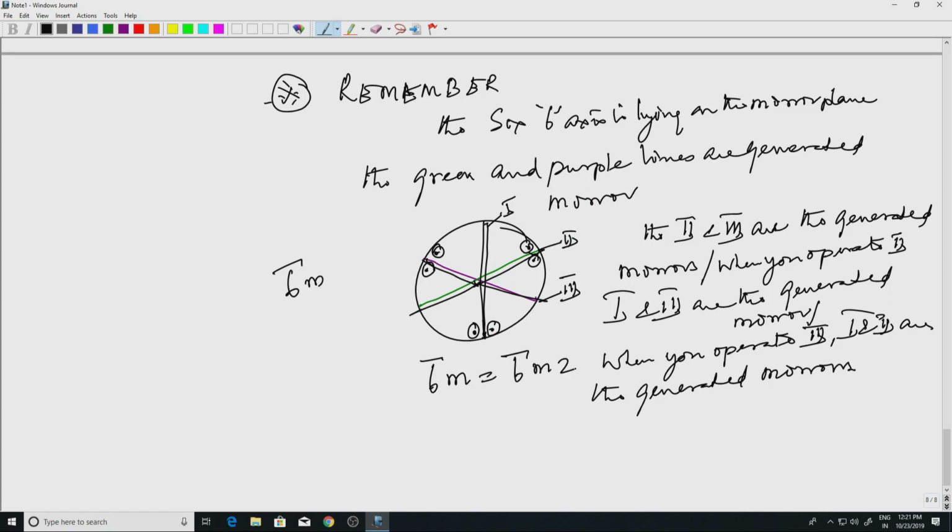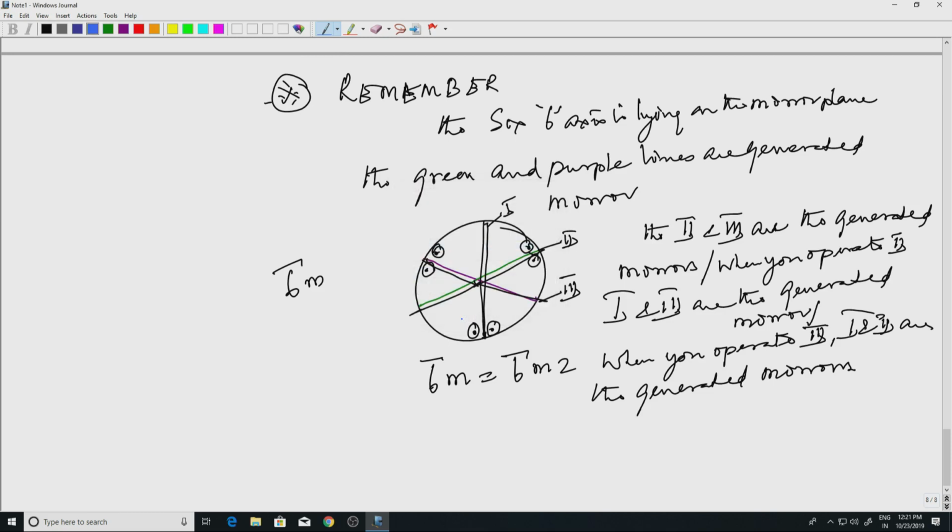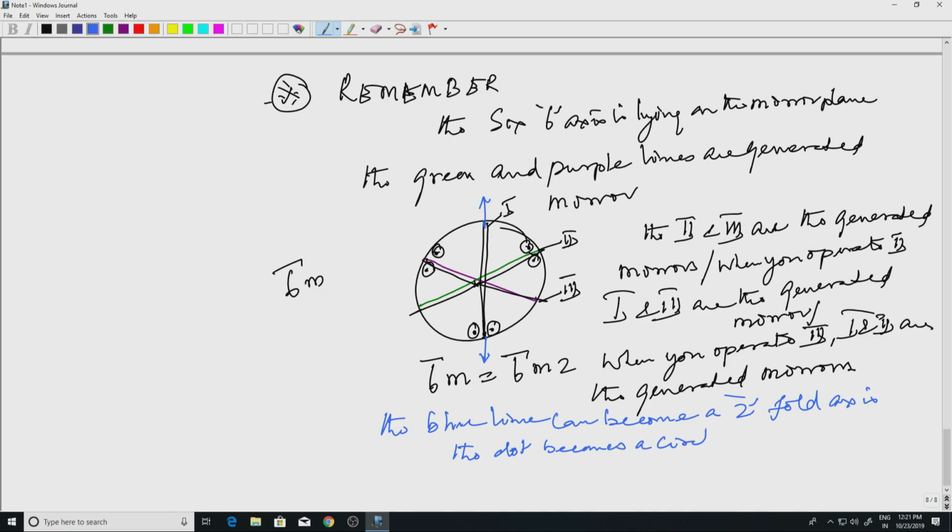Interestingly, we can see that we can consider a two-fold here. That is, the blue line can become a two-fold axis. The dot becomes a circle.